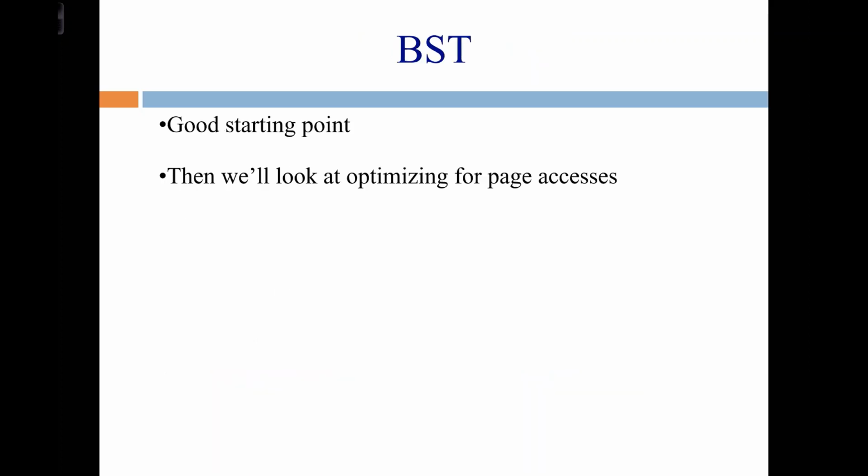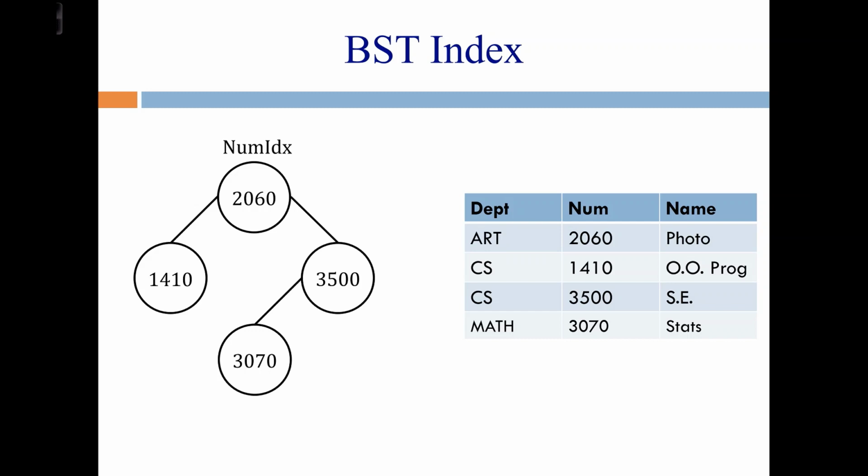So we'll use a binary search tree as a starting point because it has good algorithmic complexity for the operations we want, but then we'll look at optimizing it for reducing the number of page accesses when the data is so large that it resides on disk. And we'll end up with not a BST, but a different kind of search tree that's designed specifically with disk pages in mind. So if we use a BST, an index would look like this.